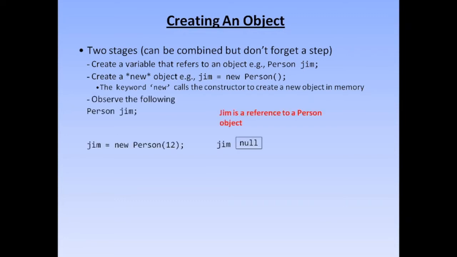Now we can provide the definition of a particular class in two lines or in a single line. First, like Person Jim, you can declare an object of type Person known as Jim, and then in the next line we can use Jim = new Person(12). This will instantiate it and again call the constructor, and then 12 will be passed to initialize the attributes.